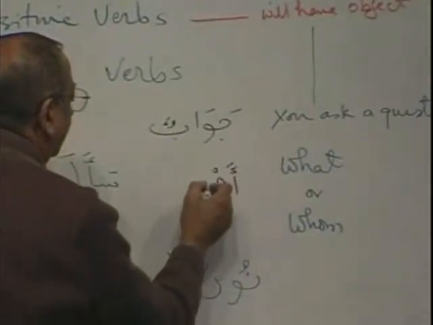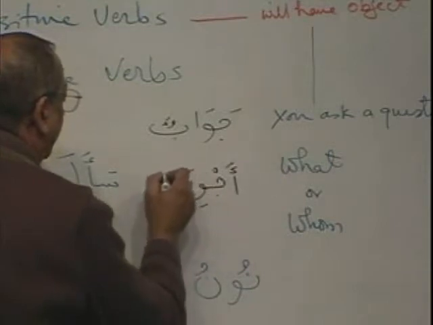Katabta al-ajwibata ya Faisal. Look at this, brother. Katabta, what is the meaning of it? Did you write? Write what? Answers. Al-ajwibata is answers. This is plural, brother. What is the singular? Jawab. Singular is jawab. I will write it down here, brother. Jawabun. What is the plural? Ajwibatun.